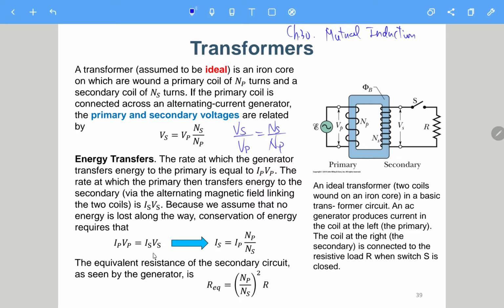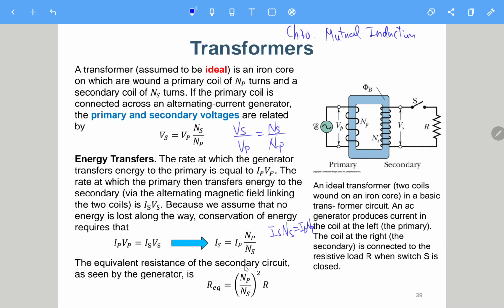They are equal to each other, and as we have V proportional to N, the number of turns, the current is inversely proportional. So you can see IsNs equals IpNp. The current is inversely proportional to the number of turns, while the amplitude of the voltage is proportional to the number of turns.